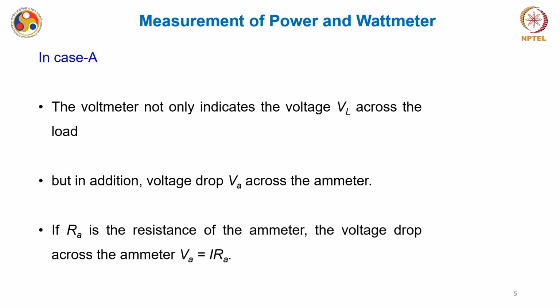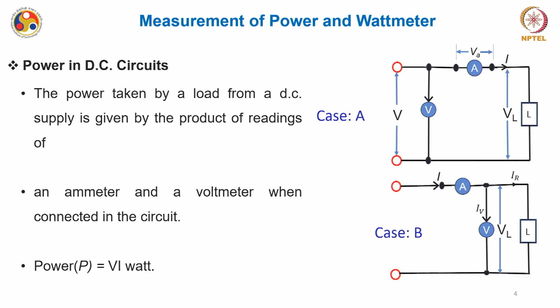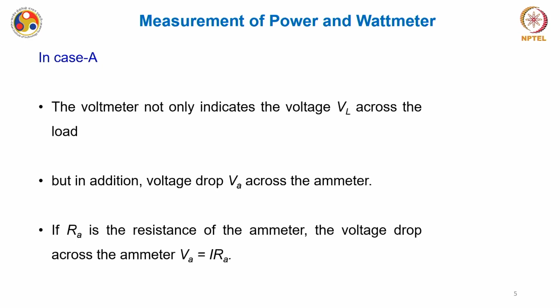Okay. The voltmeter in case A not only indicates the voltage VL across the load, but in addition the voltage drop VA across the ammeter. So if I talk about this voltmeter reading, this voltmeter is not only reading this VL, right? So this V is equal to VA plus VL. And ideally we wanted V to be equal to VL, but there is a small drop across this VA, and that's why we are getting this V as VA plus VL. So this VA is a problem for us. We have also seen this in our previous discussions.